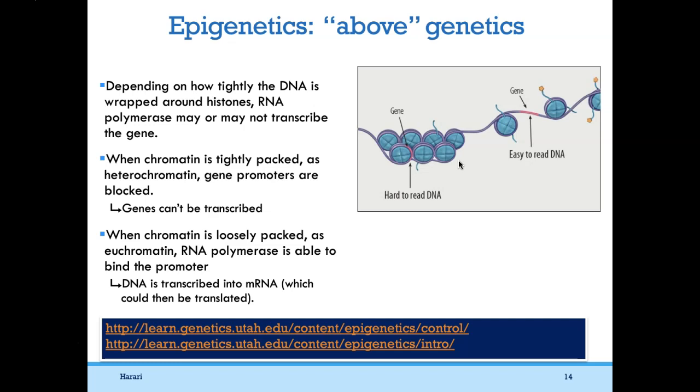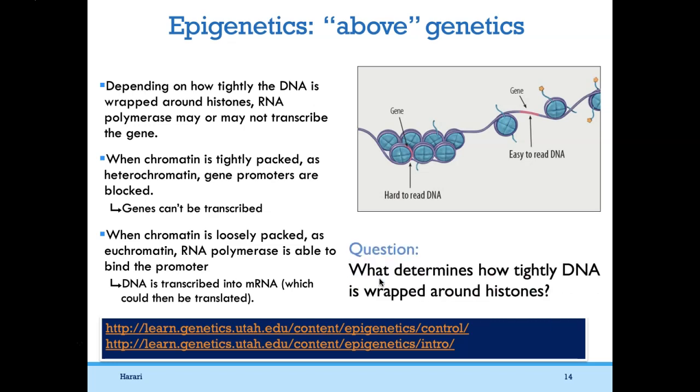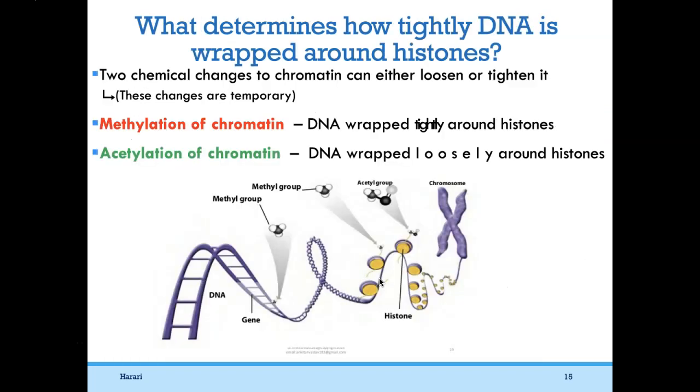So all we spoke about so far is that the structure of chromatin has an impact on gene expression, because that will determine whether or not RNA polymerase can bind to a gene's promoter. But the next question becomes, what determines how tightly DNA is wrapped around those histones? So it turns out that there are two temporary chemical changes that can be added to chromatin, that can either loosen it or tighten it.